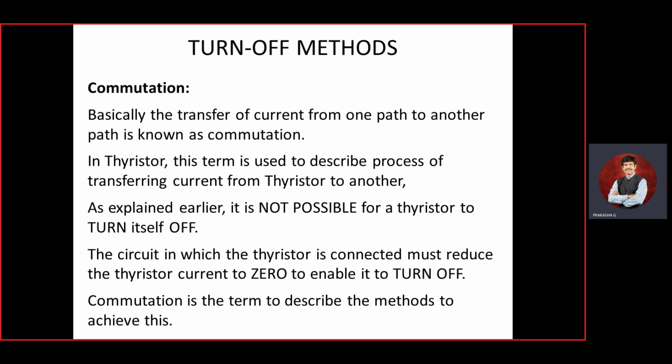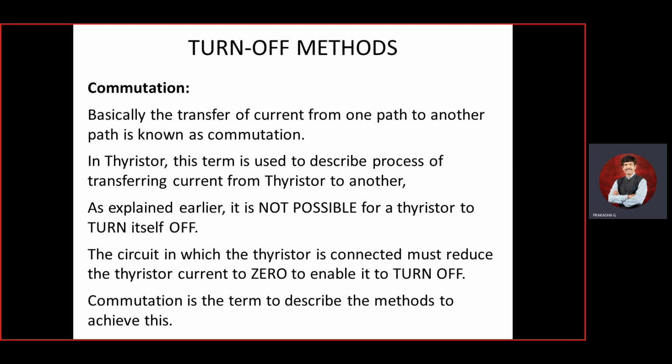We need to have some external circuit to turn that off, or we need to have some external force to turn that off. So basically, we are going to use an external circuit to turn it off. A circuit in which the thyristor is connected must reduce the thyristor current to 0 to enable it to turn off. What do you mean by that?